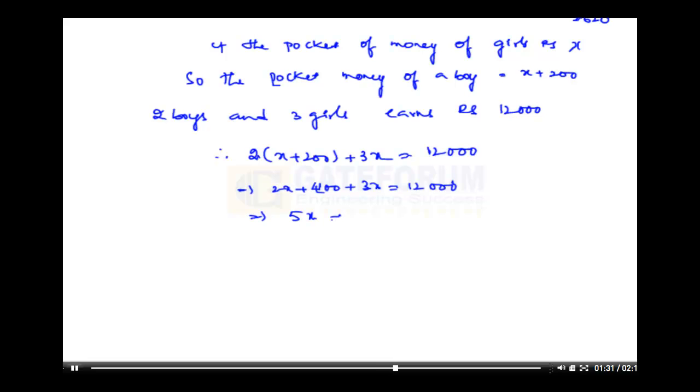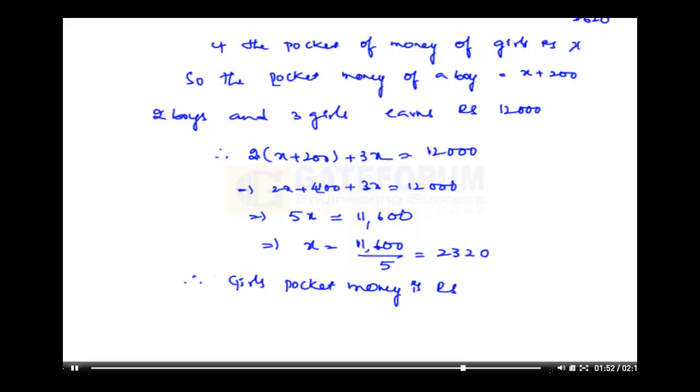Nothing but we are getting 5x is equal to 11,600, and here x gives 11,600 by 5, nothing but 2320. So therefore girls' pocket money is rupees 2320 and boys' pocket money is rupees 2520. Now in the question given boy and girl respectively, so the option is going to be option B.